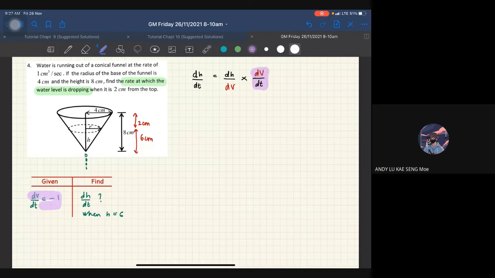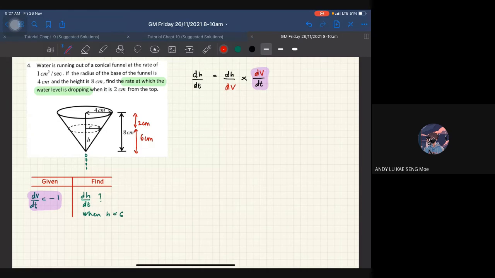Betul ke formula saya? Macam pelik je. Pi r square h, thank you. So 1 over 3 pi r square h. So pi r cube tadi adalah formula sphere saya rasa. Okay, so volume of cone supposedly is 1 over 3 pi r square h.